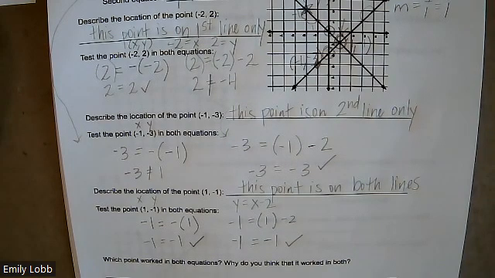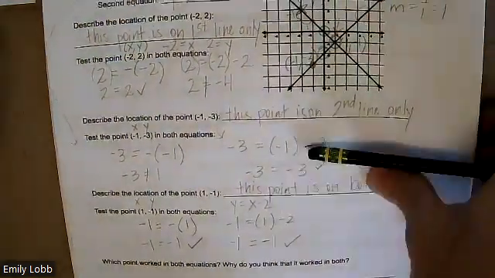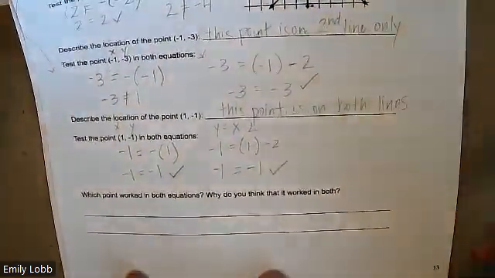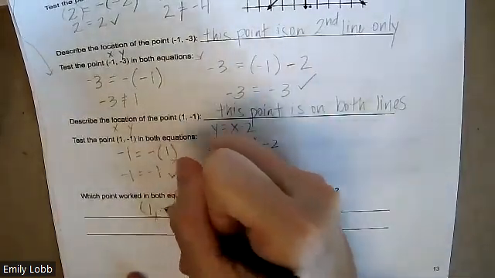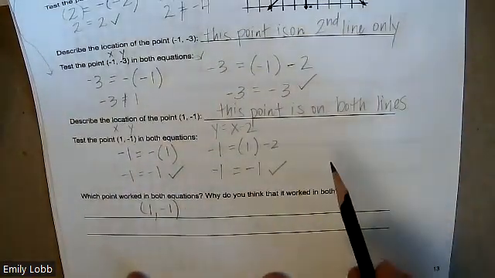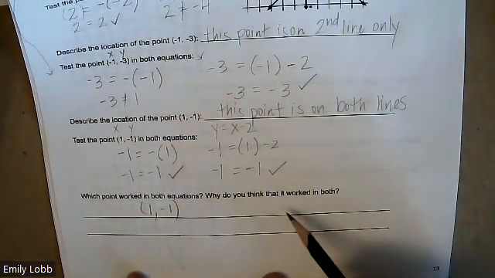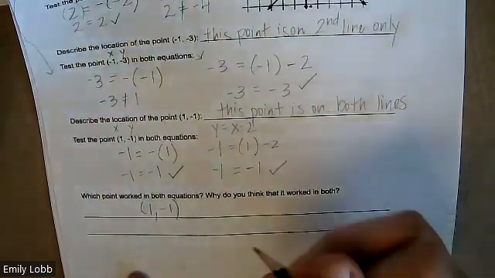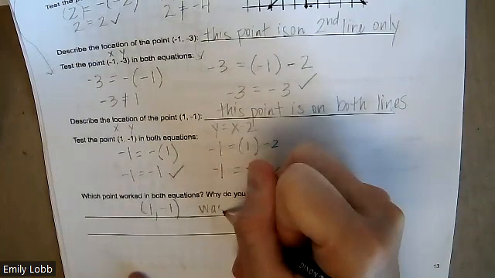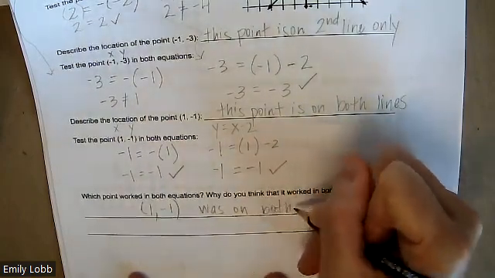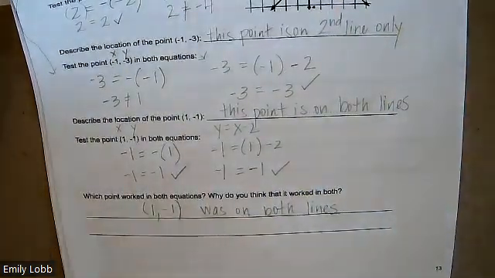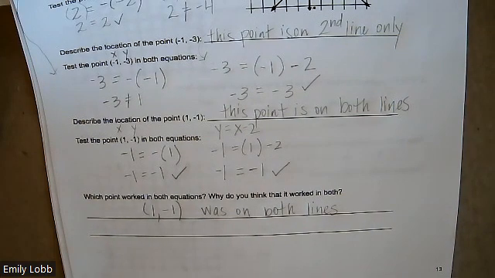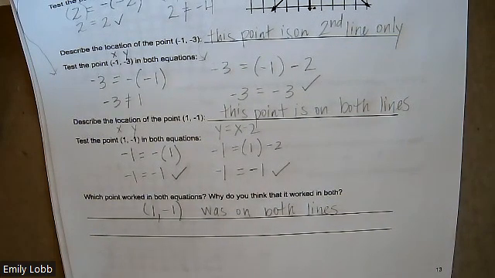Which point worked in both equations? Well, (1, -1). Why do you think it worked in both? Well, wasn't it on both lines? So one way we're going to be able to solve our systems of equations is by graphing to see where they intersect.